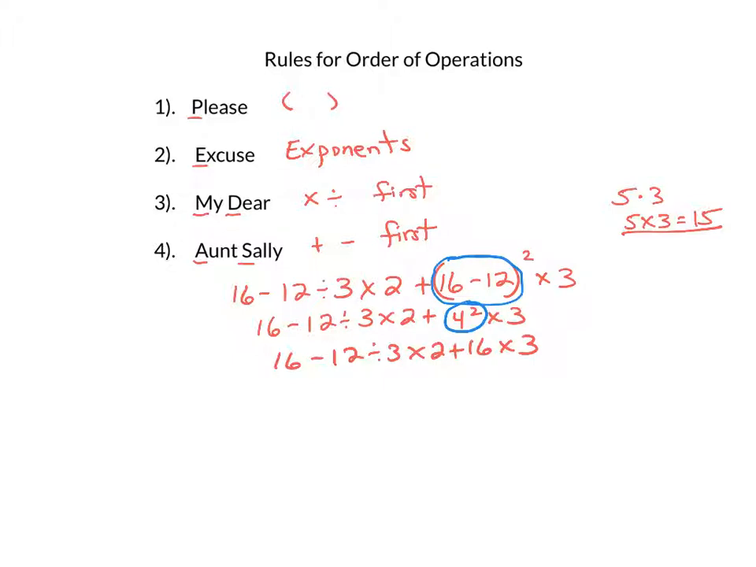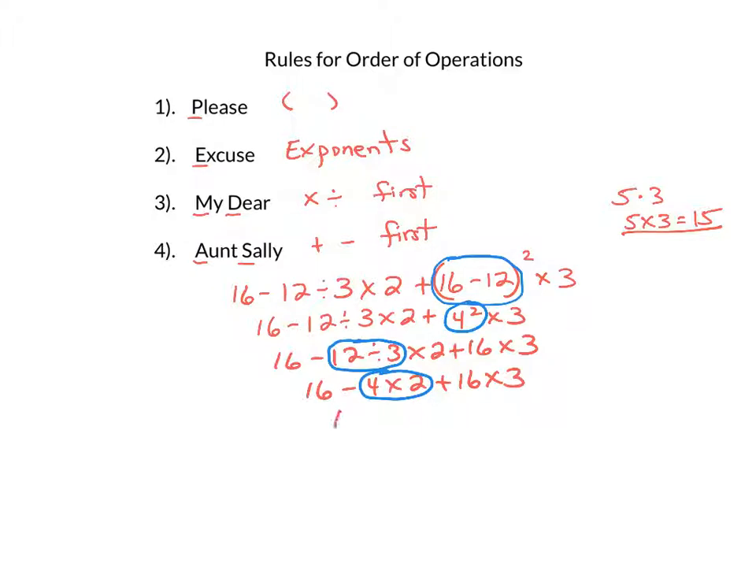Now I have to do the multiplication division, whatever comes first. And I have 12 divided by 3. So I'm going to circle that and then recopy. 12 divided by 3 is 4. And now, the next step, once again, I have just multiplication in there. So I'm going to do the very first multiplication that comes first.